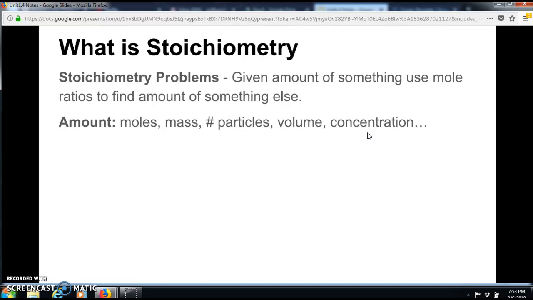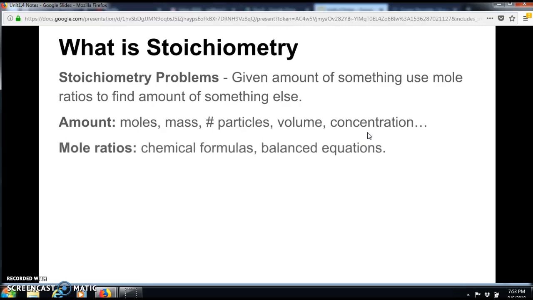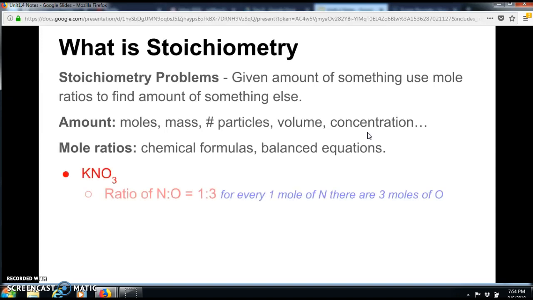because the amount that you're given and the amount that you're asked to find could be different. And so you can utilize the mole map to help guide you into what you're doing. In terms of the mole ratios, they can be found in chemical formulas and also balanced equations. So let's take a look at chemical formulas first.